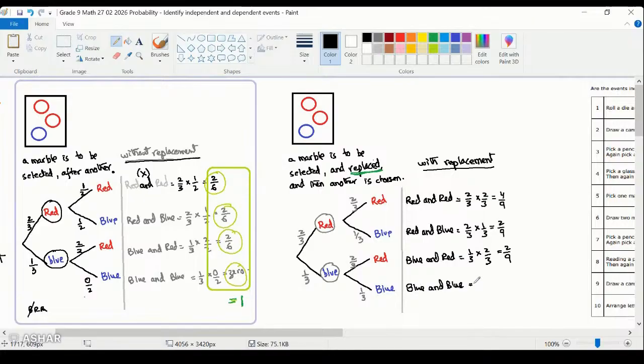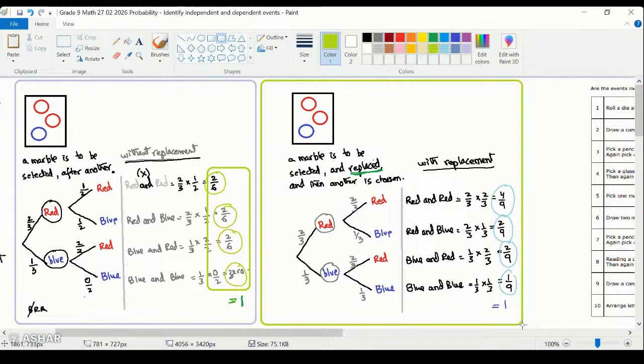Blue and blue would be 1 upon 3 into 1 upon 3, that is 1 over 9. And we know that when we add 4 plus 2 is 6, 6 plus 2 is 8, 8 plus 1, the total of the probabilities would always be equal to 1. Okay. Now let's see what is the difference between dependent event and independent event.